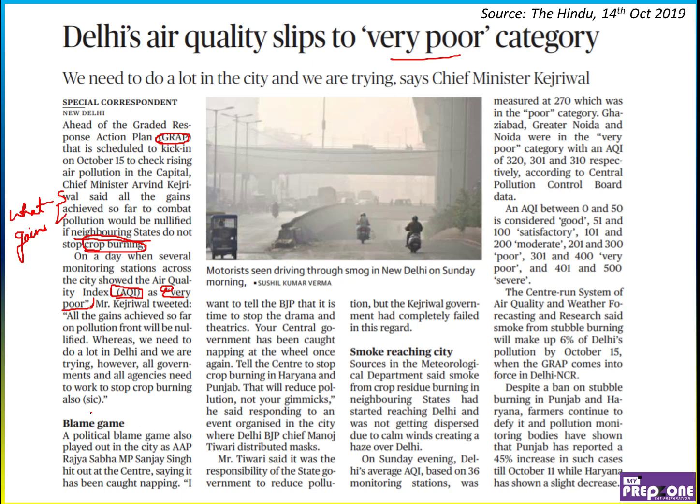All the gains achieved so far on the pollution front will be nullified, whereas we need to do a lot in Delhi and we are trying, however, the government and all agencies need to blah blah blah. It's not needed. Blame game.